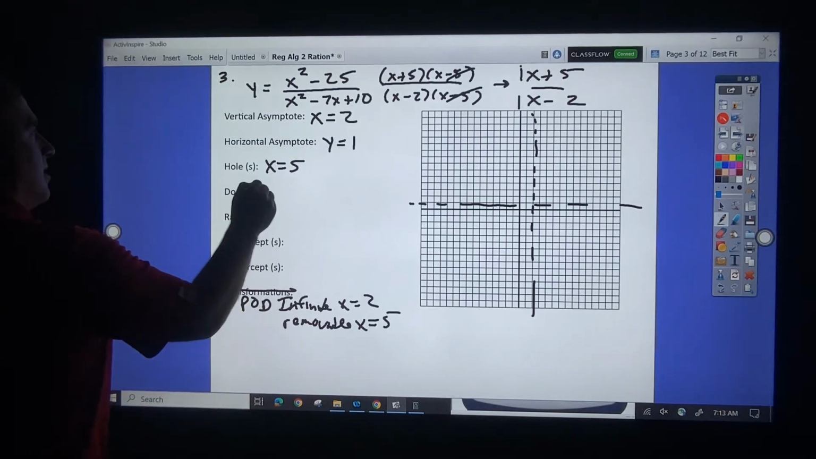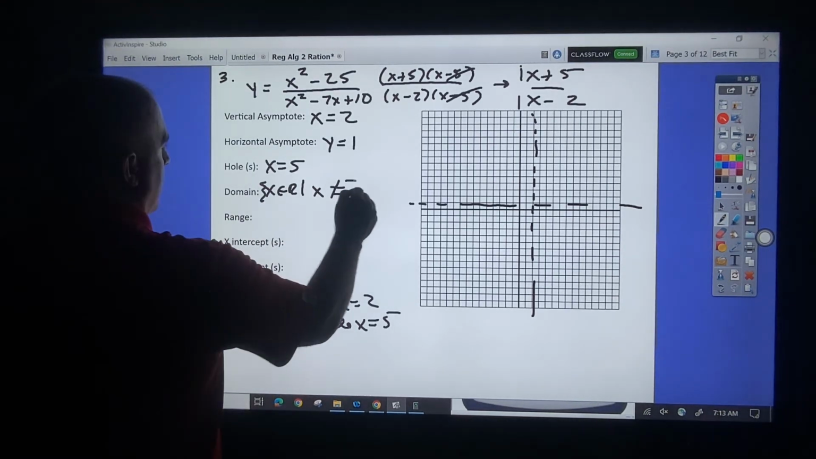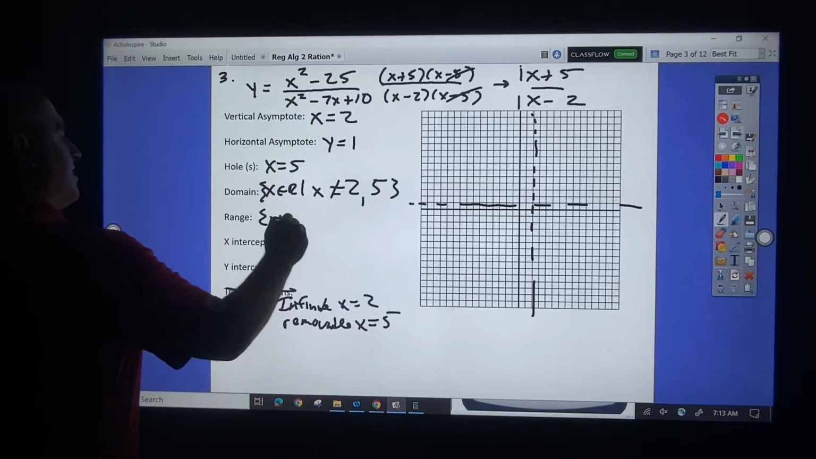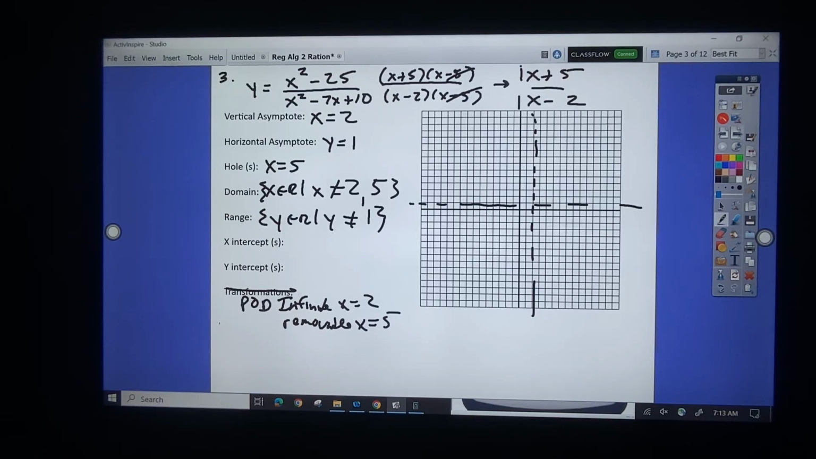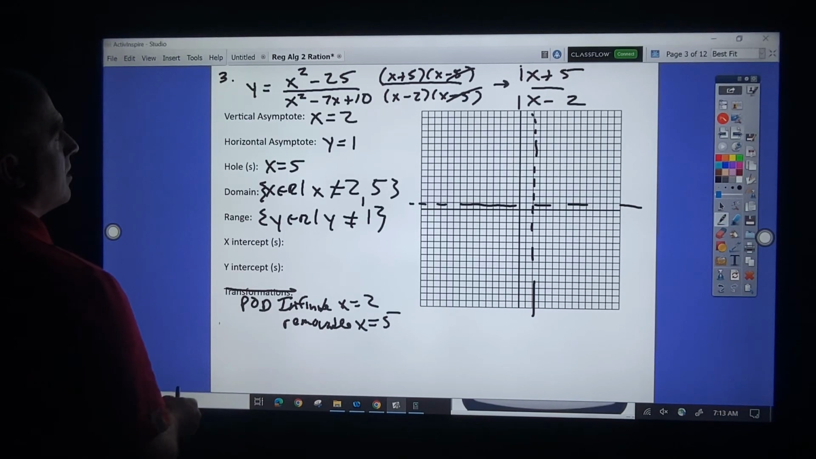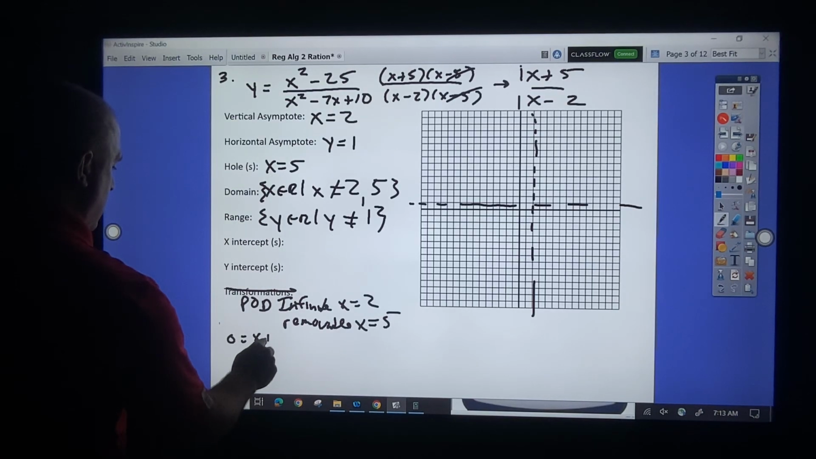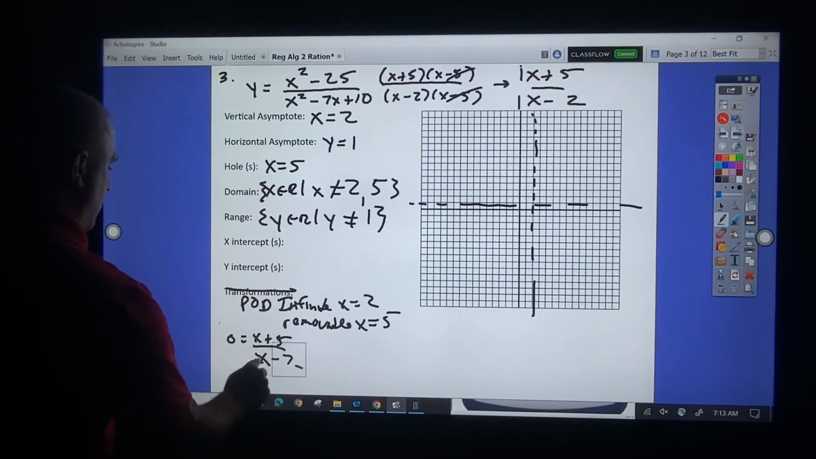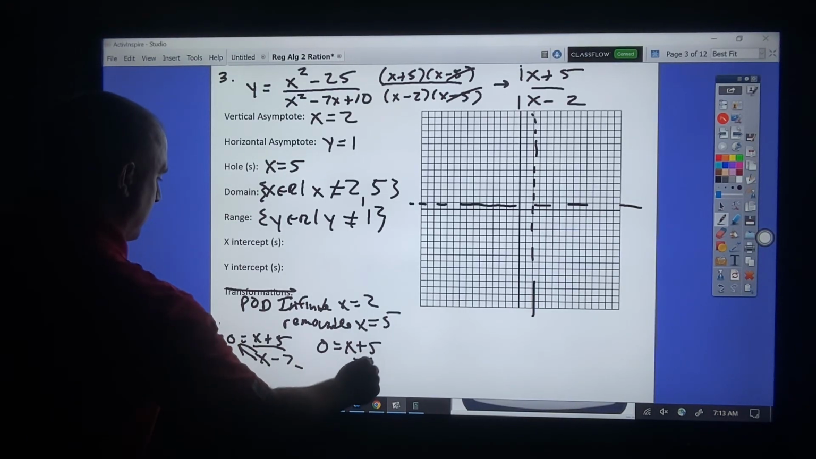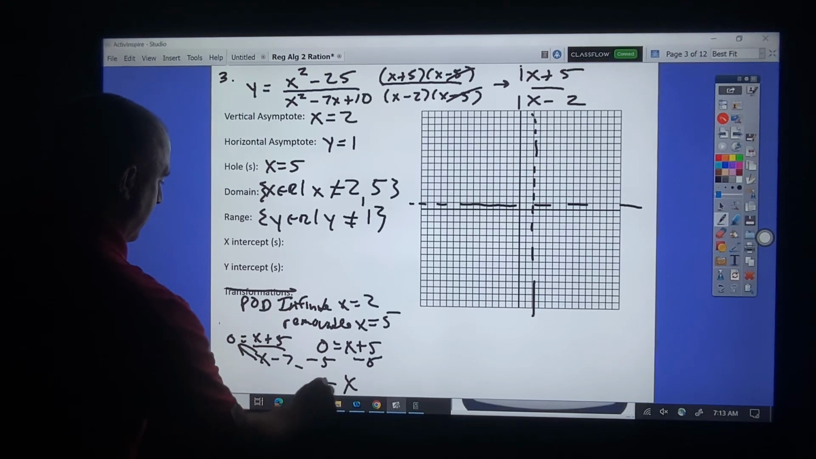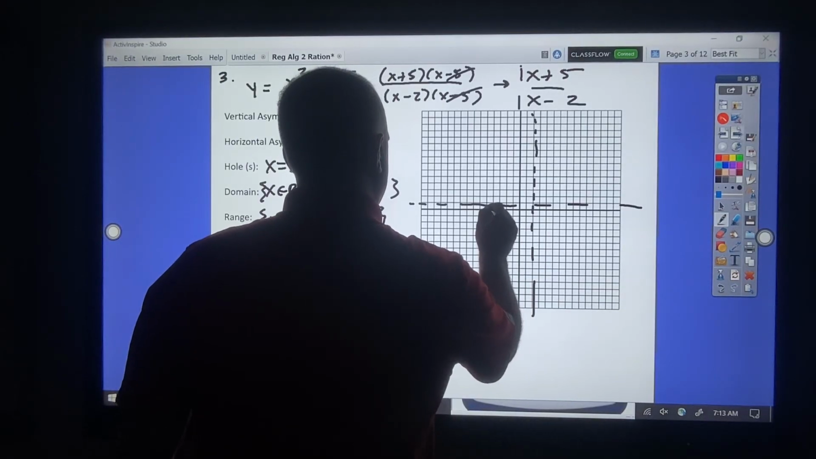My domain, x is an element of all real numbers such that x can't be 2, x can't be 5. My range is y is an element of all real numbers such that y can't be 1, okay? My x-intercept, what I'm going to do is put 0 in for y. So I cross multiply that up, so that's 0 equals x plus 5, subtract 5. So x equals -5 would be the x-intercept, which would be right there.